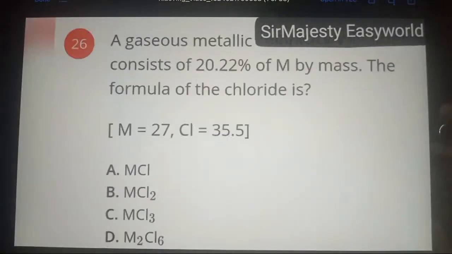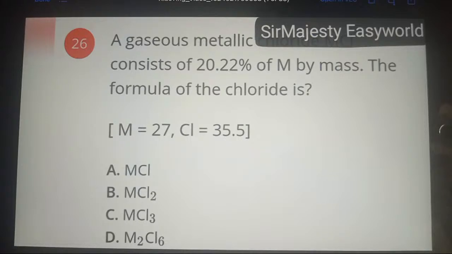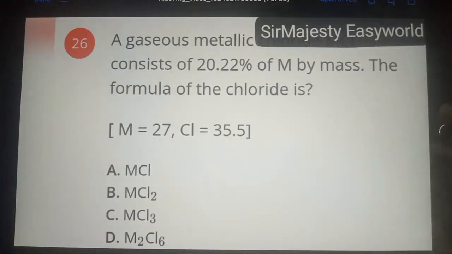Okay, this wasn't clear at all. But I think I can see it beneath this. They say a gaseous metallic chloride MCl consists of 20.22% of M by mass. The formula of the chloride is... since they have said M is 27, in the exam, don't go solving. It's aluminium that is 27. Automatically it should be, okay, we have two possible correct options here.